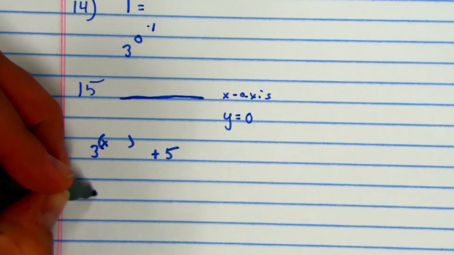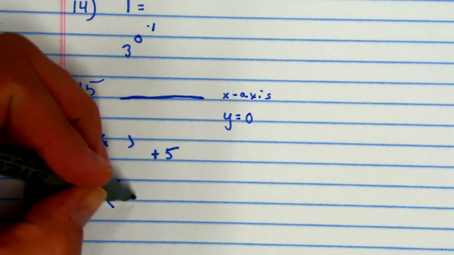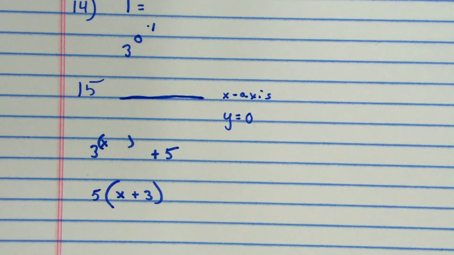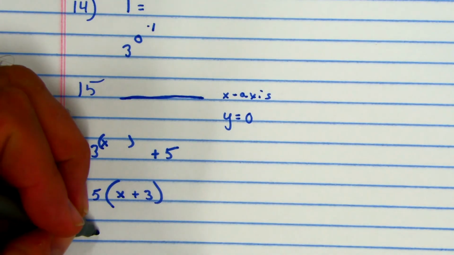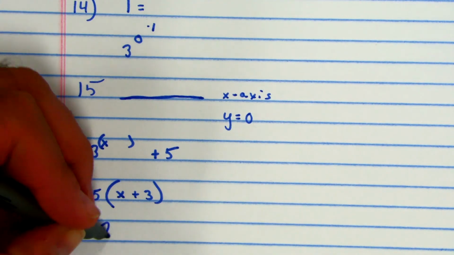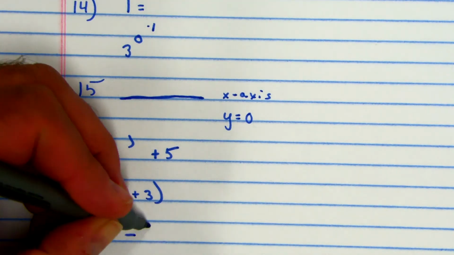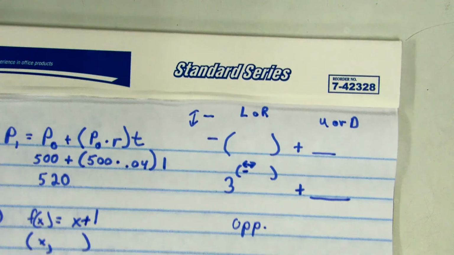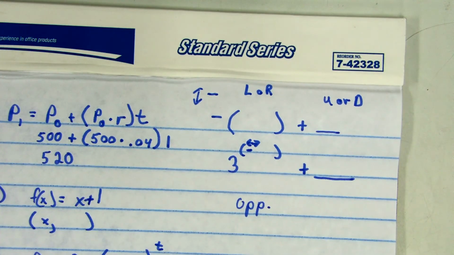Number 18, they wanted you to translate it 3 units to the left. So this would be 5, and it's x plus 3, because it's the opposite, so it's inside the parentheses. Next one was 2x, and it wanted a translation of down, so it would be 2x minus 6. Notice, inside the parentheses, outside the parentheses. And it all goes back to the little notes I should have written. We'll do the same for all of them.